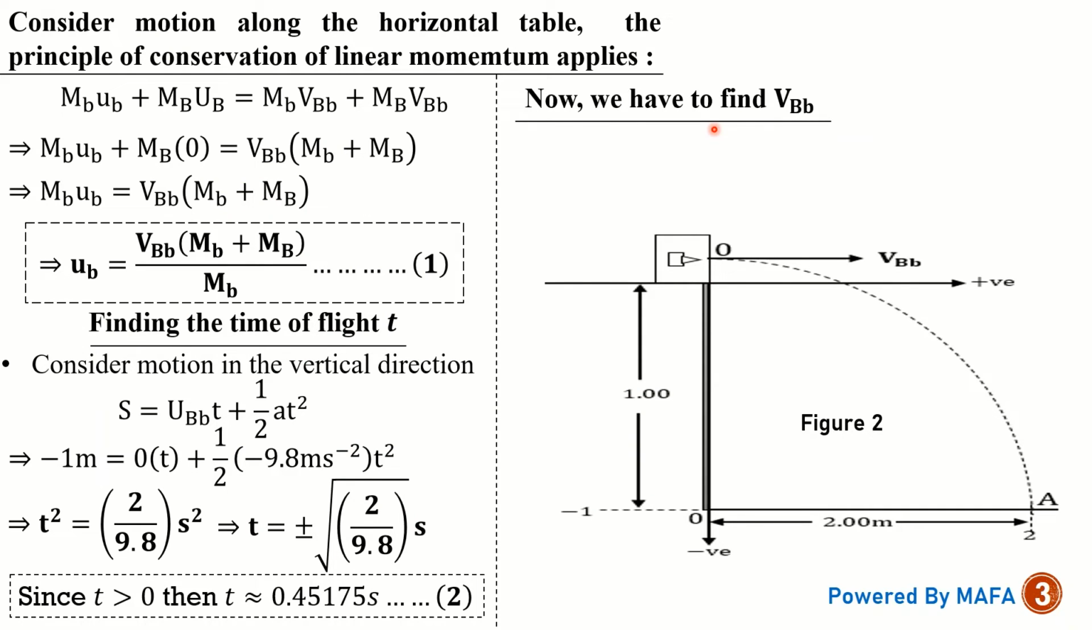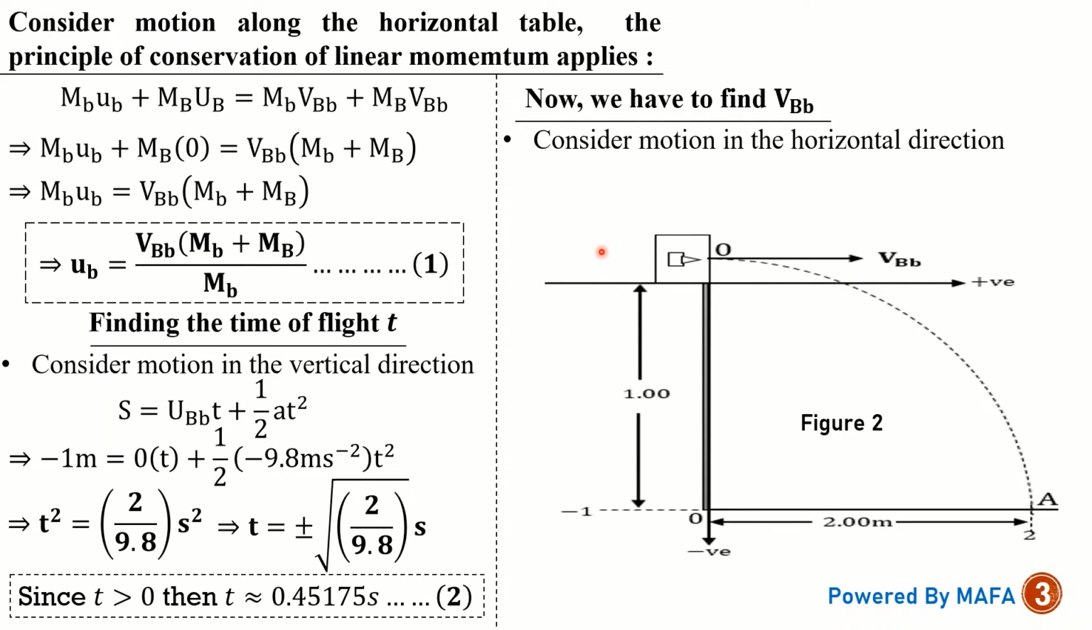Now we are going to consider motion in the horizontal direction. So considering motion in the horizontal direction, we have the horizontal distance covered as 2.00 meters. In the horizontal direction the acceleration is 0. We all know that in the horizontal direction the acceleration is 0 because it is projectile motion. Now what about the velocity? Initial velocity in the horizontal direction is just v of b.